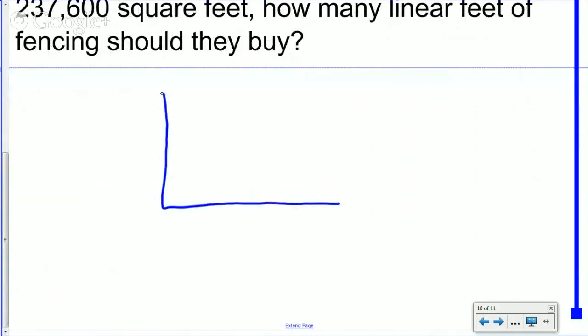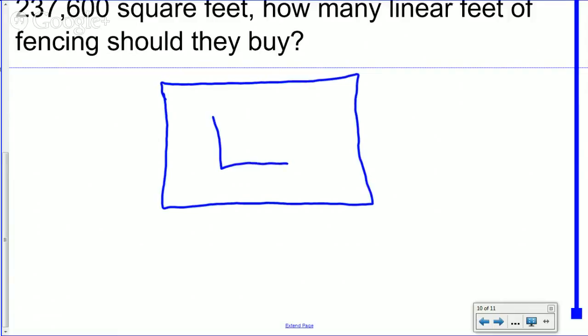So I've got the property that they bought. And they're going to put this internal grazing area in here. We know the distance from here to here is 20. You want the riding path 20 feet wide, so it's 20 on everything here.